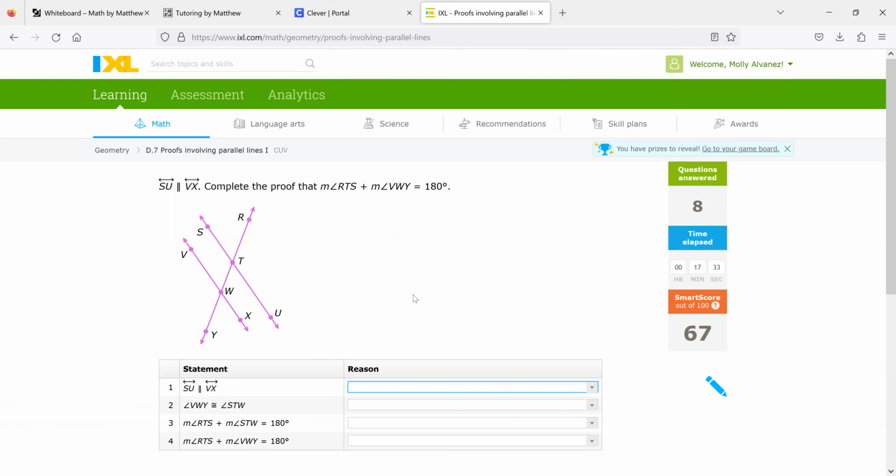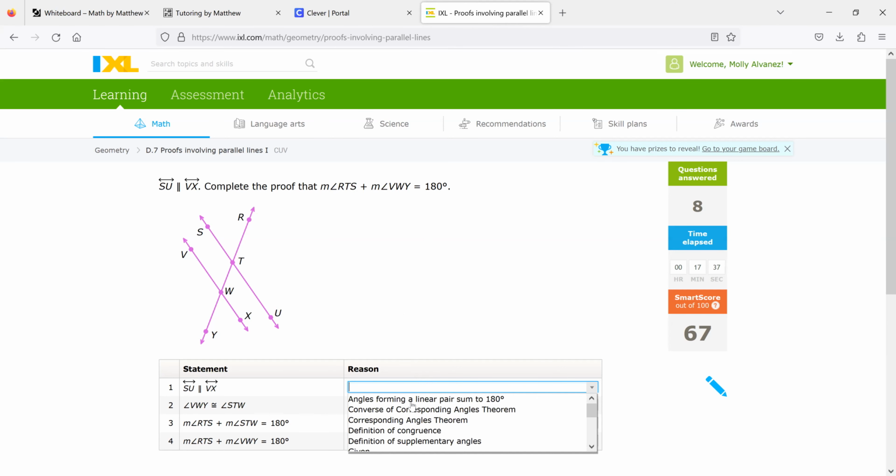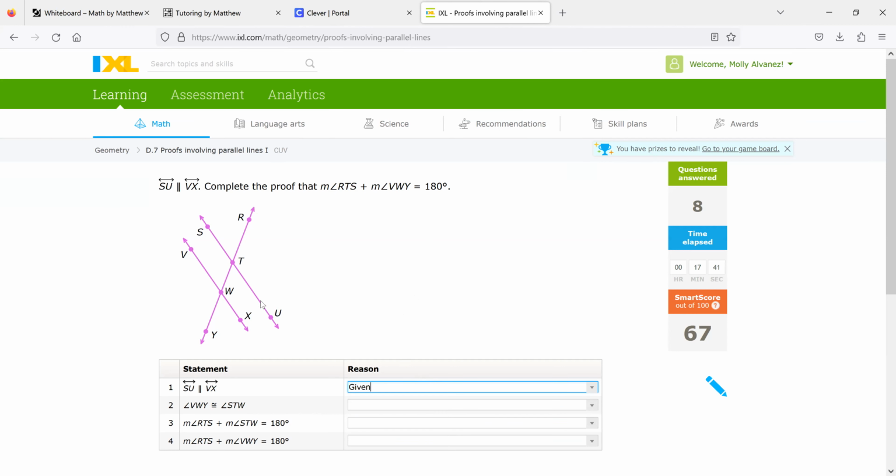Wonder why that one only gave 7 points. Okay, this one is given. Again, given. VWY congruent to STW. Because they're parallel, those are corresponding angles.